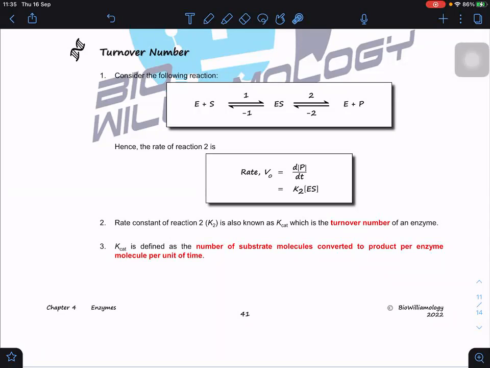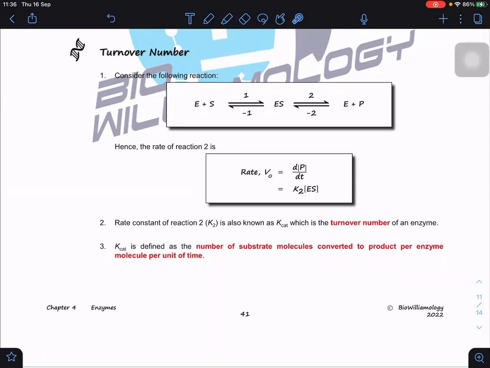Now, in industrial process, we also look at another parameter called turnover number. Most of the enzymes have very high turnover number when they are active. Again, we consider the following reactions. How fast can products be formed? It depends on the ES complex concentration.